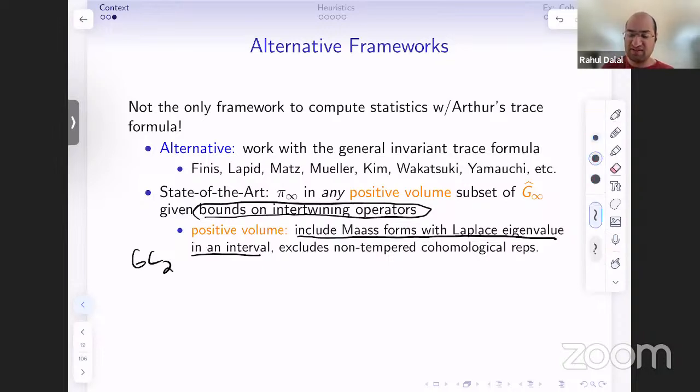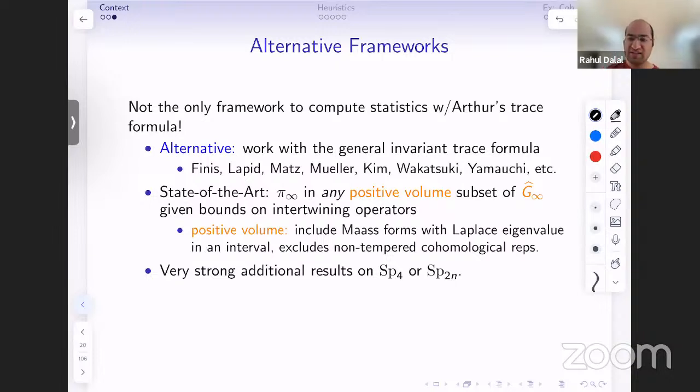This restriction shouldn't be surprising, because in all the work on Maass forms on GL2, from the original Selberg trace formula, you have to pick an interval. The thing you can't do is look at non-tempered representations if you need this positive volume restriction. So that's some intuition of what this positive volume thing means in practice. Sorry, this is a little more technical than I'll go into for most of the talk.